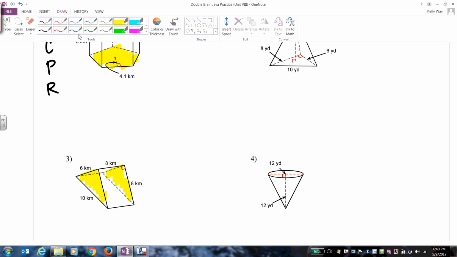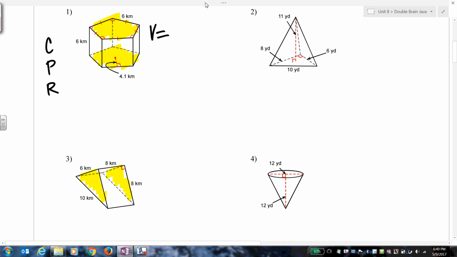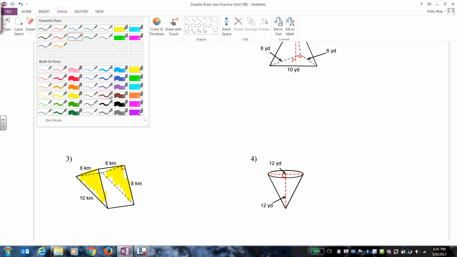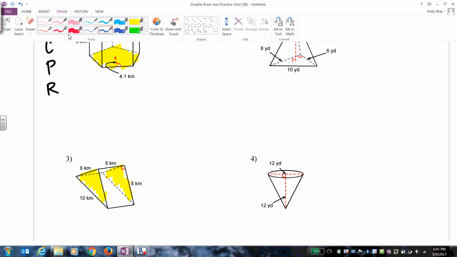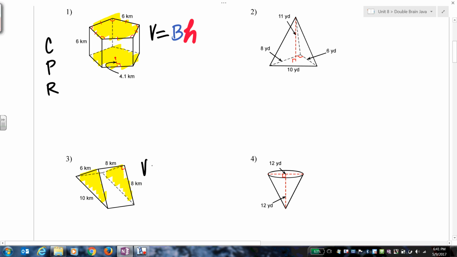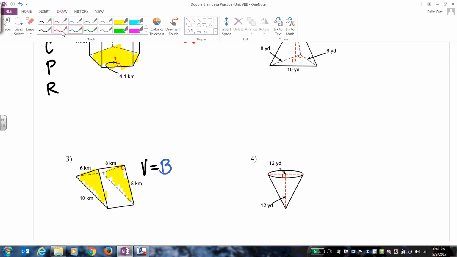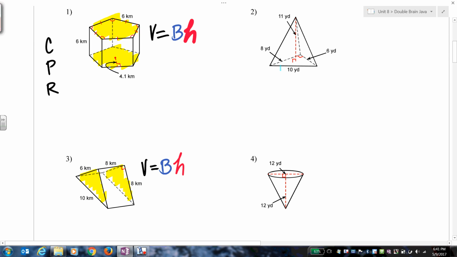So for each of these, your equation is volume equals base times height. When you only have one base, which is a pyramid or a cone, that, of course, is volume equals base times height over 3.